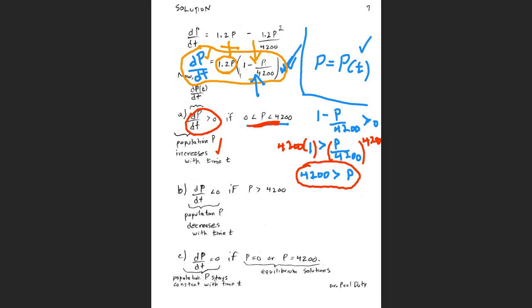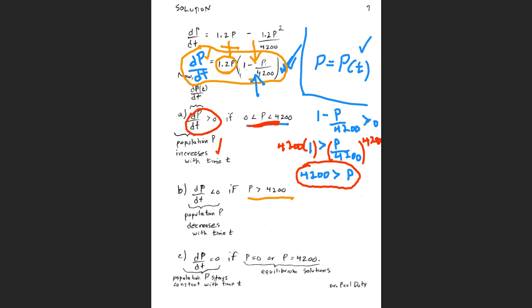On the other hand, the derivative will be negative if the population is greater than 4,200, because that would make this second factor negative. 1 minus p over 4,200 would be negative when p is greater than 4,200. So that means when the population gets too big, above 4,200, the area can't sustain that growth.